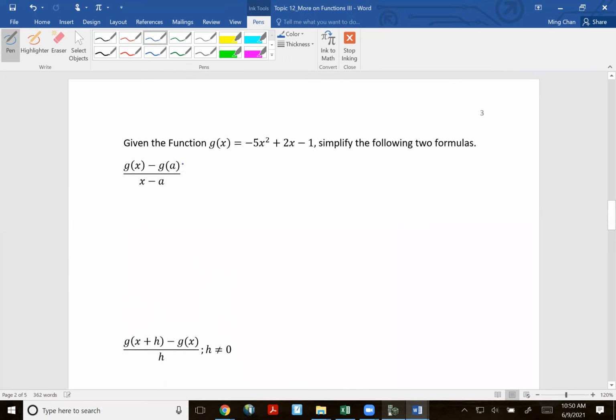All right, so I'm going to do g of a again. g of x is that. I know I have to put in front of it minus g of a, so I'm going to do g of a right here. All right, substitute a for x, so wherever I see x, I put an a in it. So that'll be negative 5a squared plus 2a minus 1.